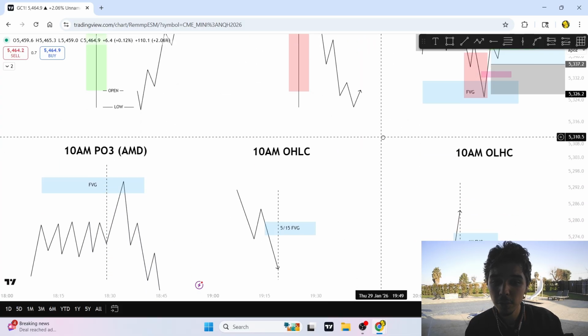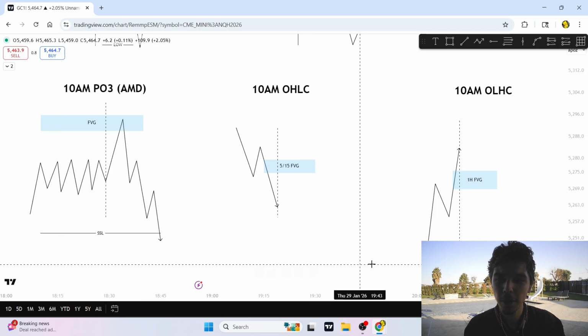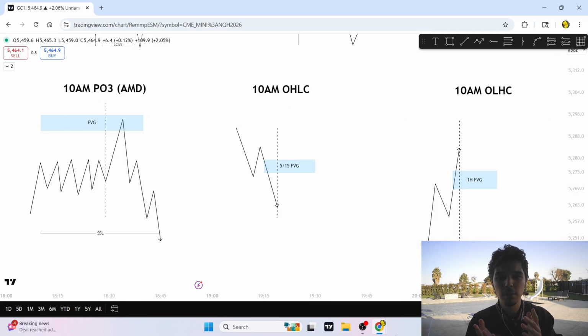Now, let's go down here to the 10 a.m. PO3 real quick. Okay, over here we have it on the left. Now, what is our power 3? Well, it's just accumulation, manipulation, distribution. That's all it is. And why the 10 a.m. candle is so important, because it's a new candle for the 1 minute, it's a new candle for the 5 minute, it's a new candle for the 15 minute, it's a new candle for the 30 minute, it's a new candle for the hourly, okay, and it's a new candle for the 4 hour.